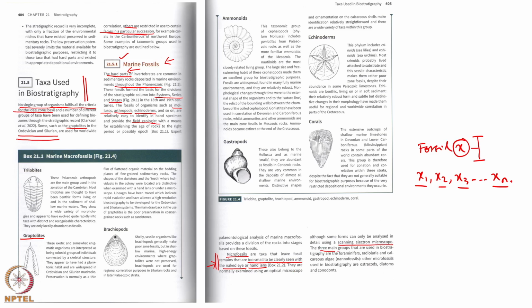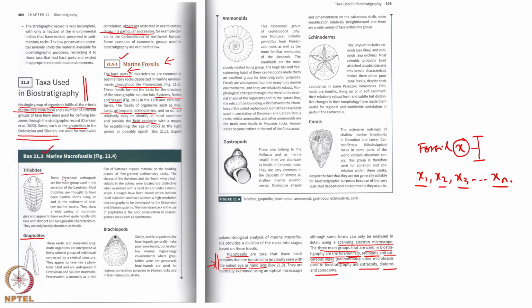The three groups that are used in biostratigraphy mainly are the foraminifers or forams, radiolaria and calcareous algae. Now, this calcareous algae includes nanofossils also. The other microfossils are that of ostracod, diatom and conodonts. Let us look at the marine fossils starting with trilobites.